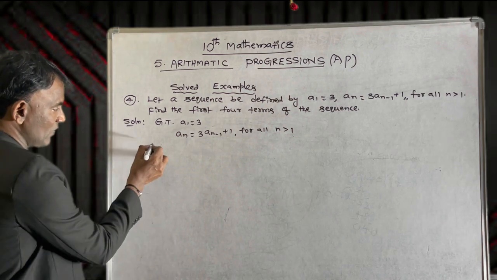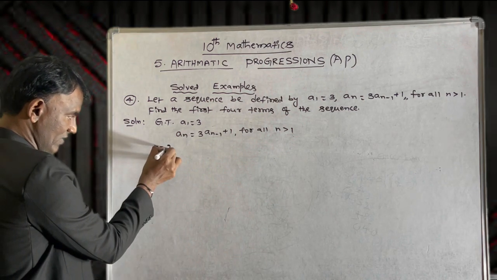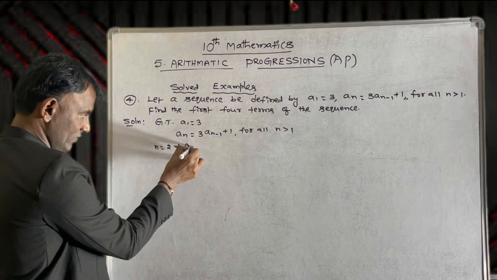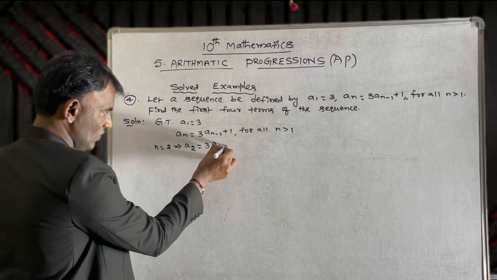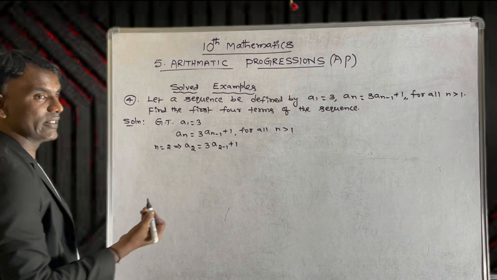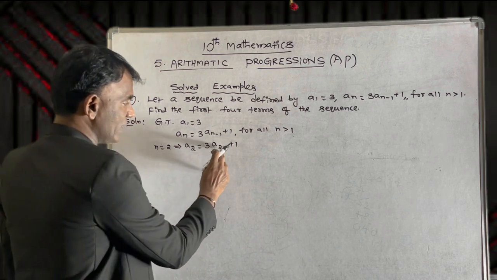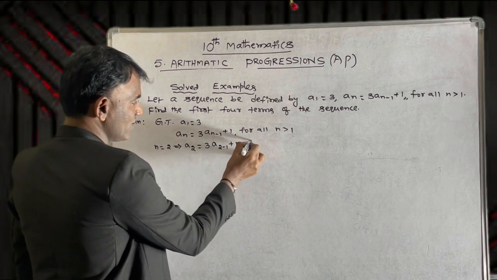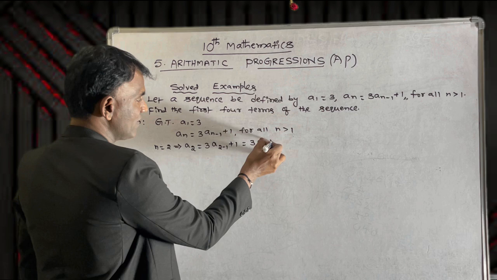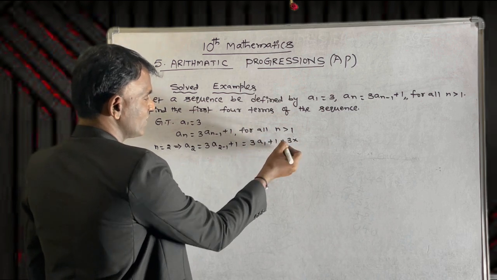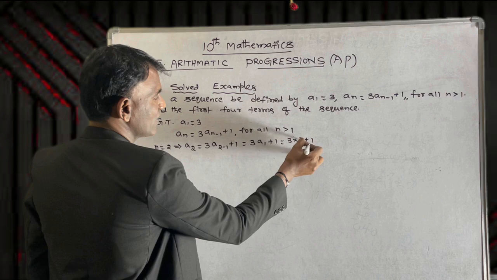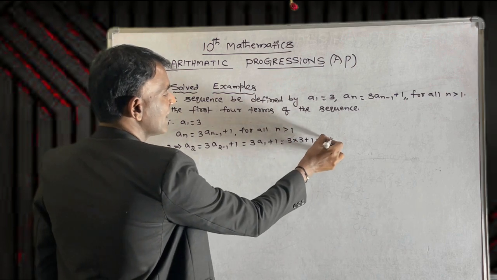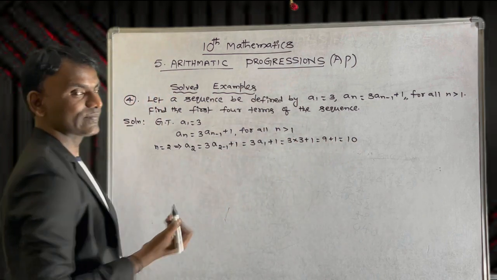Okay, so now we want the second term. For that substitute n equal to 2. a2 equals 3 into a_(2-1) plus 1. Now 2 minus 1 can be written as 1. So 3 into a1 plus 1. What is the value of a1? That is 3. So 3 into 3 is 9, 9 plus 1 equal to 10.